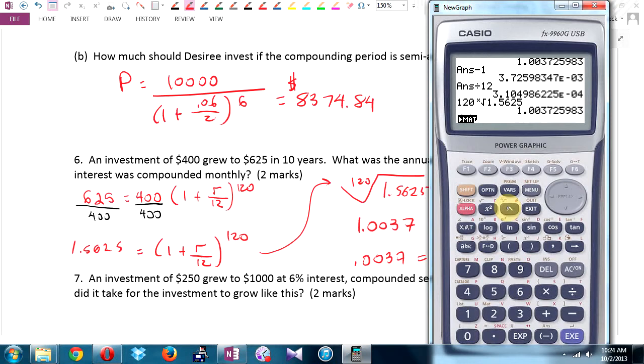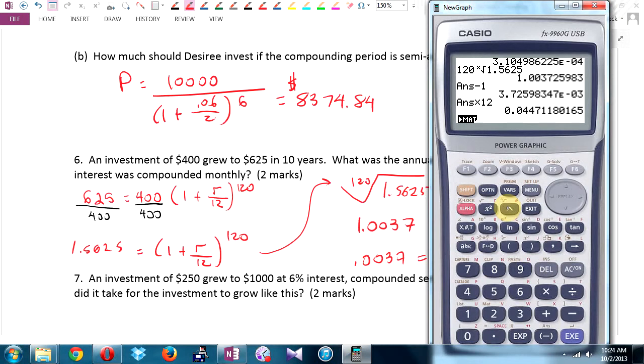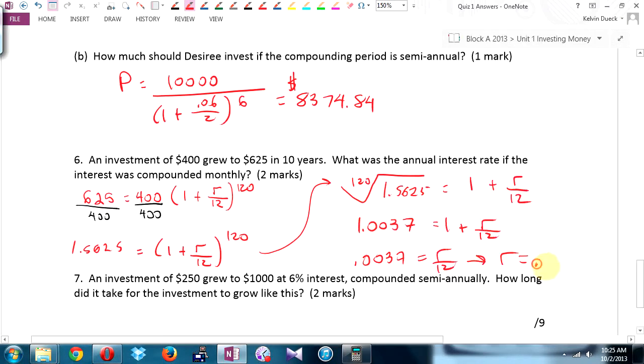Okay, I do that. I go minus 1. And then I go times by 12. You get 0.0447. That's what you should get, I believe. So let me write that down first of all. 4.47%. If you have that, that gets you 2 out of 2.